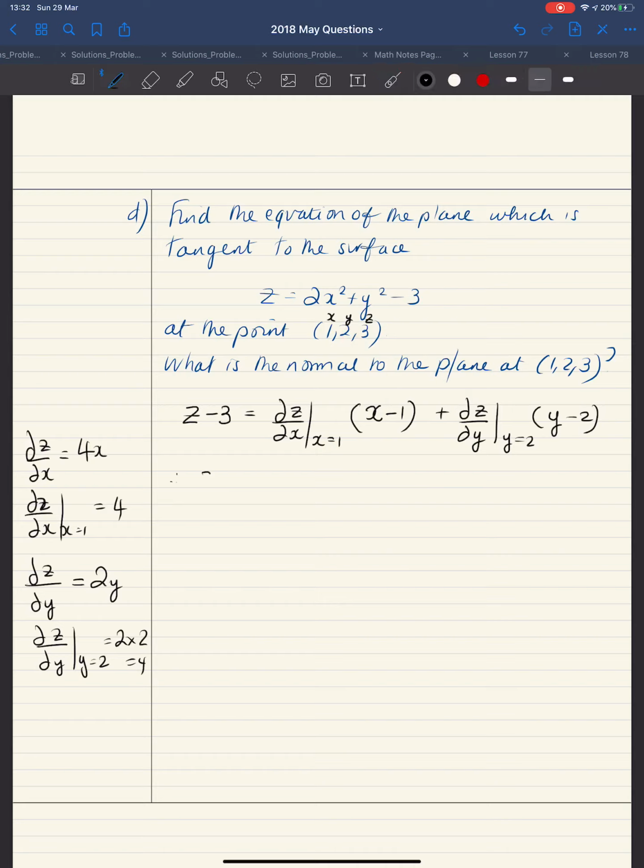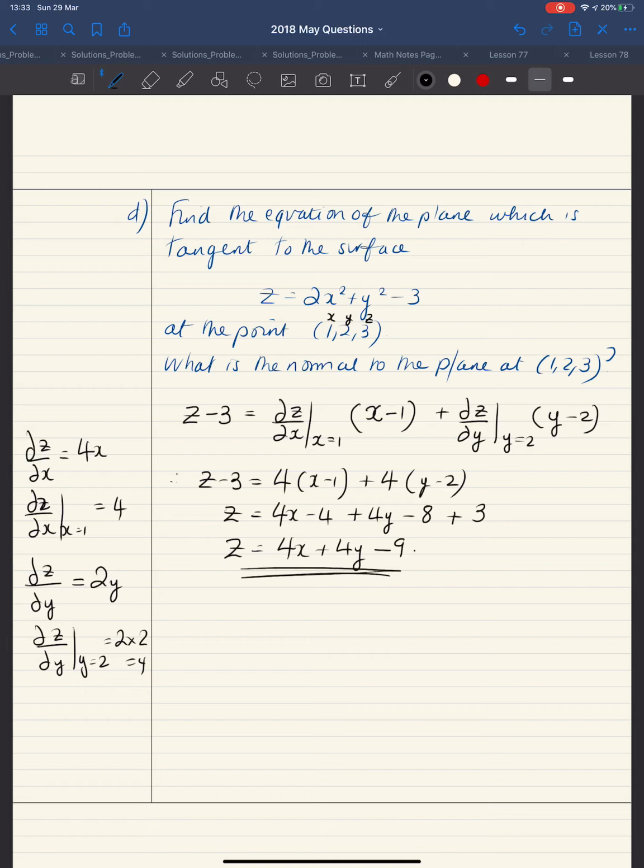So therefore we've got z minus 3 equals 4 times x minus 1, plus 4 times y minus 2. These are not always going to be the same. That was a bit of a coincidence. So therefore we've got z is 4x minus 4 plus 4y minus 8, and add the 3 from the other side. So z is 4x plus 4y, minus 12 plus 3, minus 9. That's the plane.